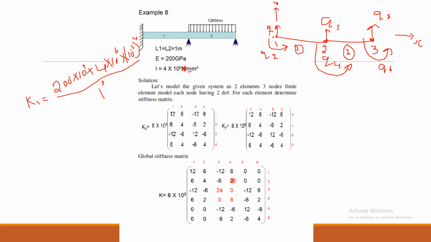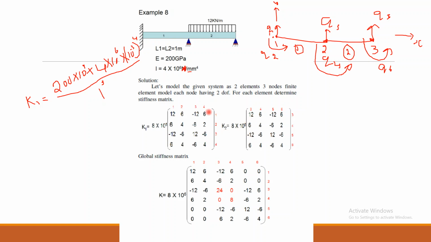If you do that, the only change is the highlighted one, that is the red one, where there is a 3 to 3 connectivity. If I observe, the 3 to 3 entry is 12 here, and if I look into the element stiffness matrix of the second element, here also we have 12 for 3 to 3 connectivity. So it becomes 24.